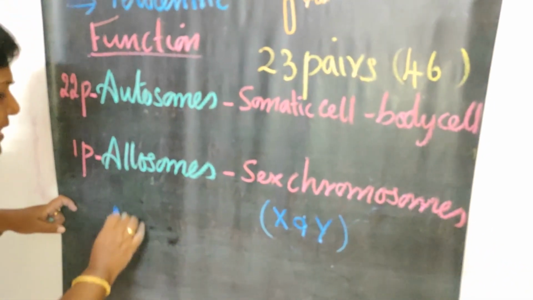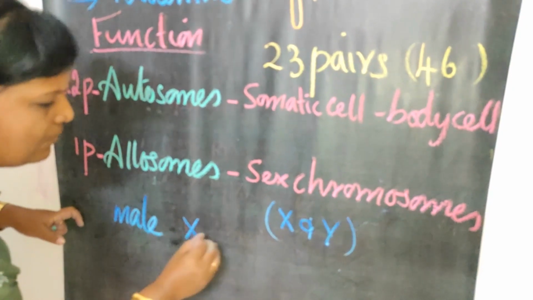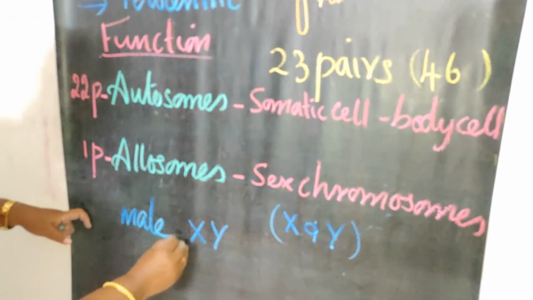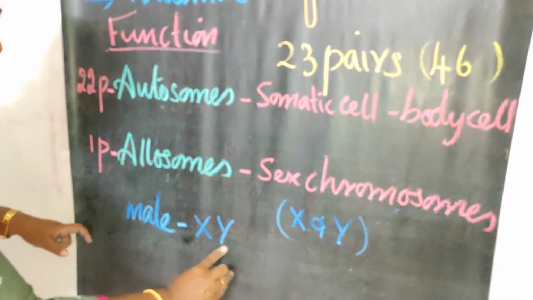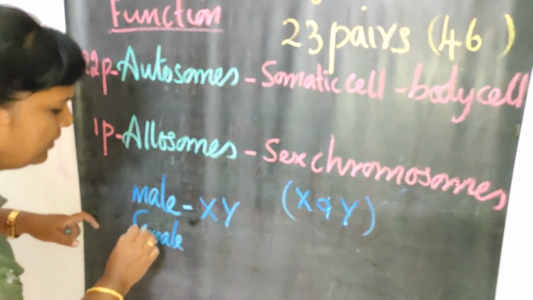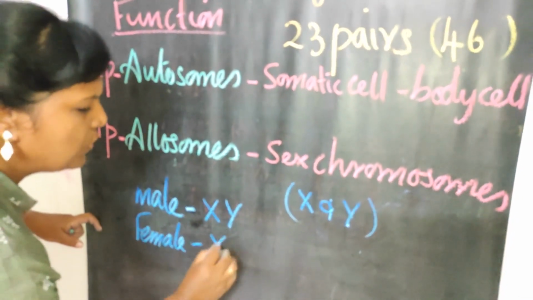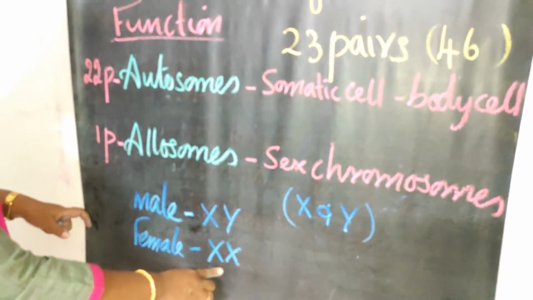So here when you are taking the male, it has one X chromosome and one Y chromosome. The female has two X chromosomes.